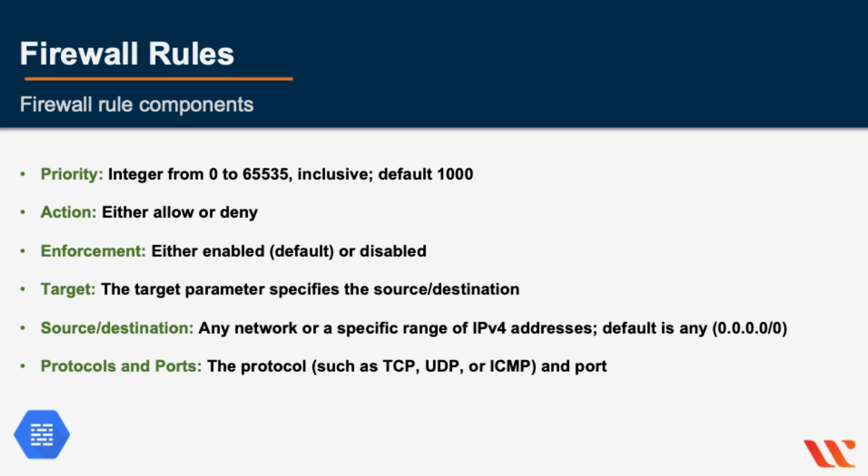The target is a parameter that specifies the source and destination. Instances in the VPC network, service accounts, and network tag, source, destination. The target defines the instances, including GKE clusters and App Engine flexible environments to which the rule applies. The source destination is any network or a specific range of IP version 4 addresses. The default is 0.0.0.0. And protocols and ports are the protocols such as TCP, UDP, ICMP, and the port that you want to apply the rule for.